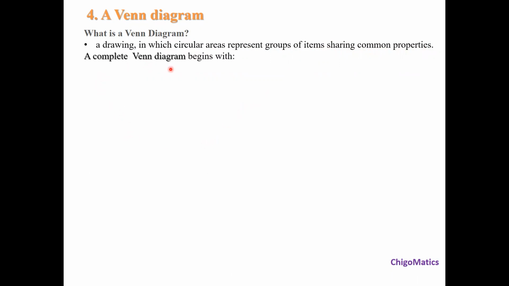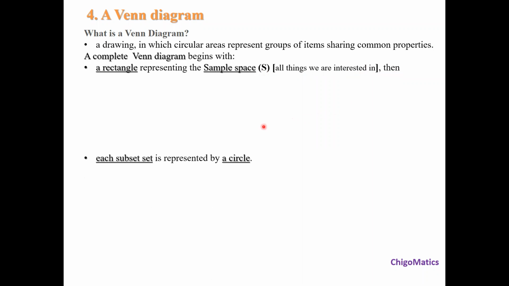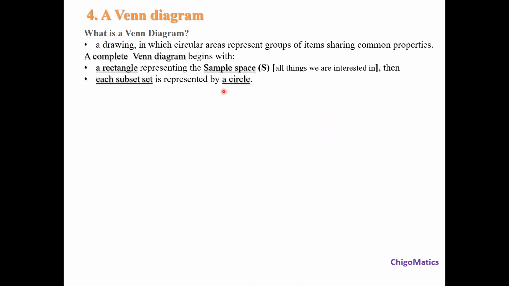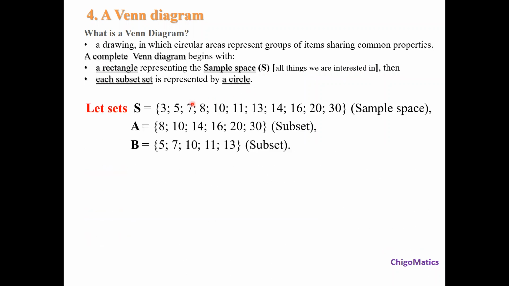So a complete Venn diagram begins with a rectangle representing the sample space, normally put as S, that is all things we are interested in. Then each subset is represented by a circle. Now, from the sets that you have been working with, S is the sample space, A is a subset of S, B is a subset of S, which means A and B are contained in S. So that said, we can now present this information in a Venn diagram, that is set S, A, and B.